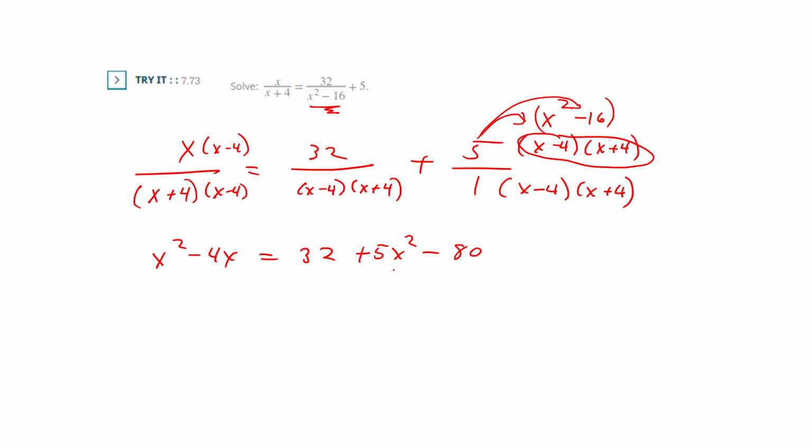We've got squares going on, so I'm going to bring this x squared over here, and I'm going to get 4x squared, so I'm subtracting it. Okay, I'm going to bring this minus 4x to the other side. It's going to be a plus 4x. And I'm going to put these two together, 32 and minus 80. I'm going to get negative 48, I think, right?